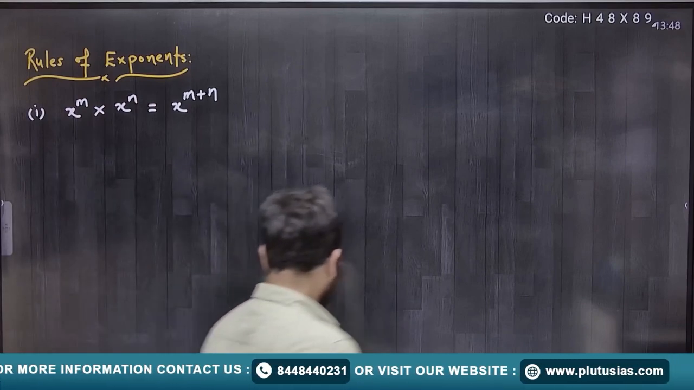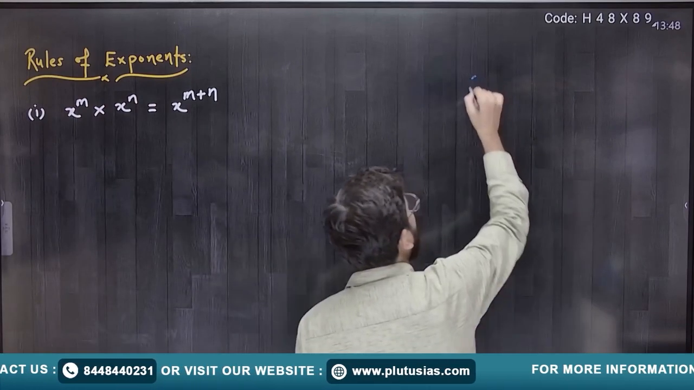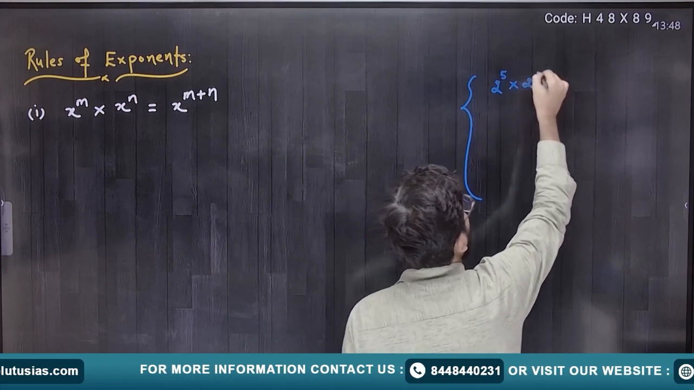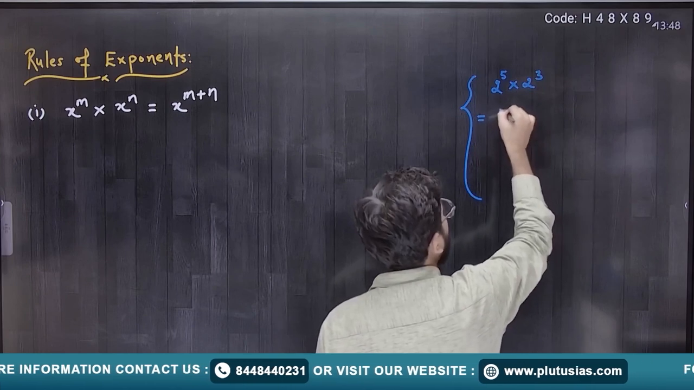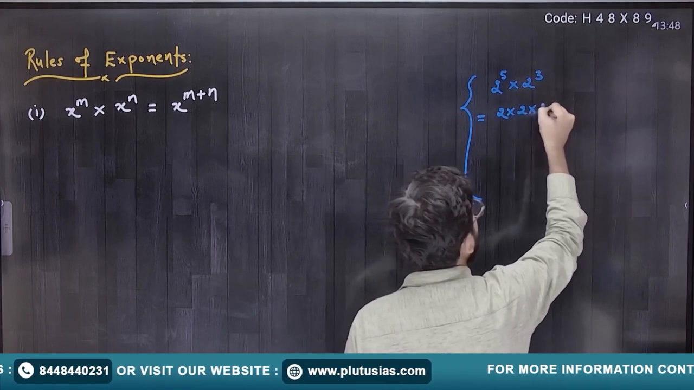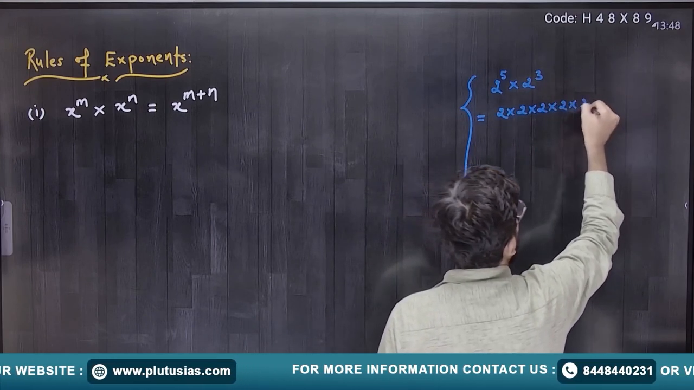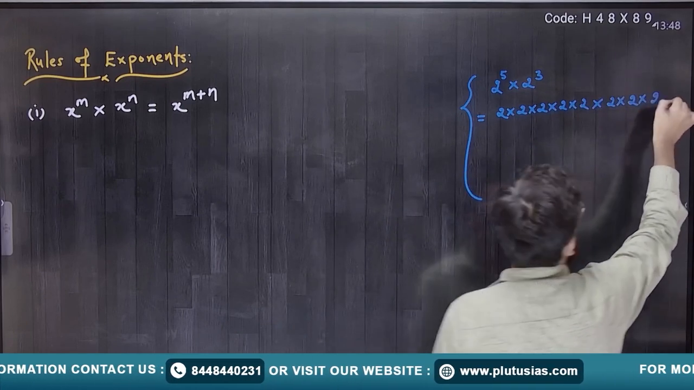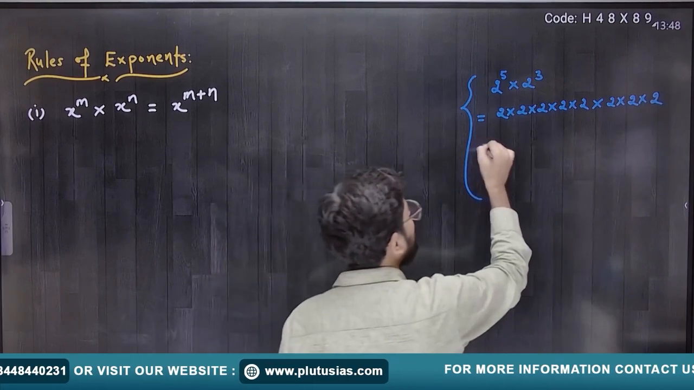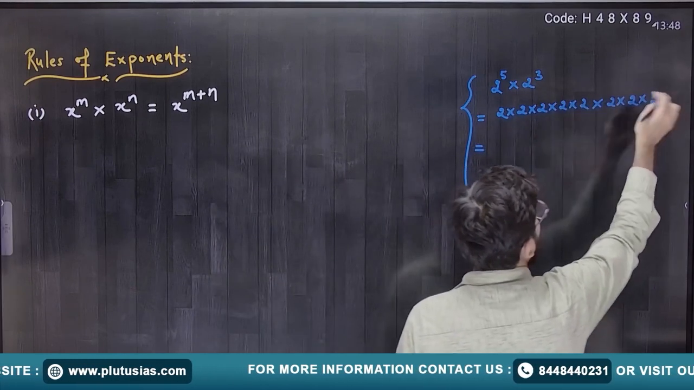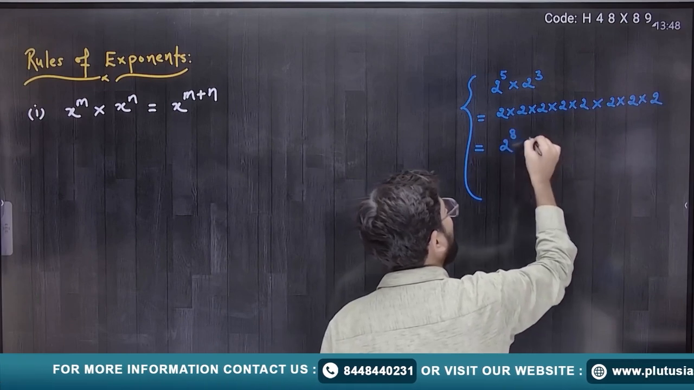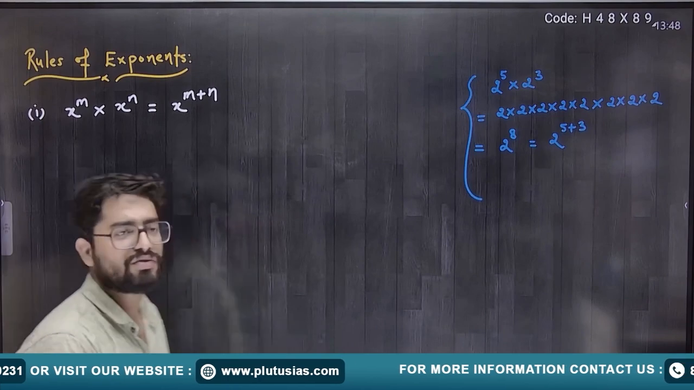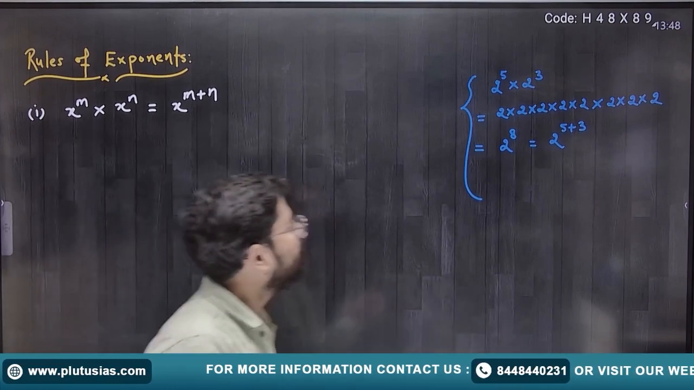Getting it? So I'm giving you an idea of why this one is true. For example, let's say you have 2 power 5 into 2 power 3. So when you open it, you can say that is 2 into 2, 5 times. And now you are multiplying this one, how many times? 2, 3 more times. So in total how many times do you have here? 1, 2, 3, 4, 5, 6, 7, 8. So that can be written as 2 power 8, which is nothing but 2 power 5 plus 3. Clear?